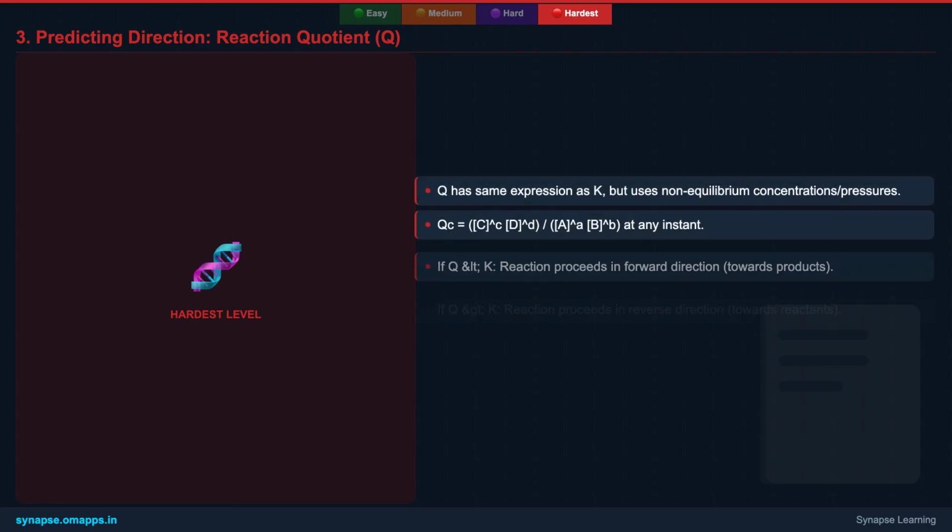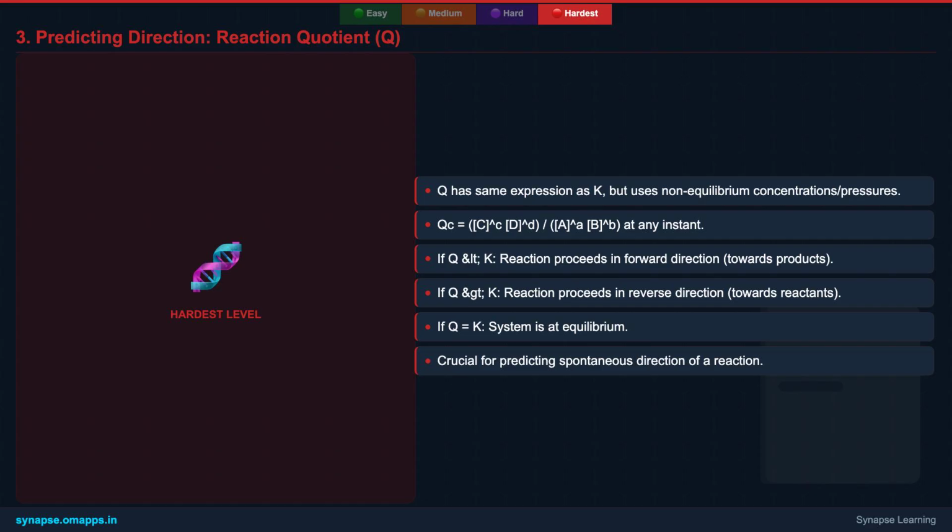Beyond the equilibrium constant, we have the reaction quotient, Q. Q uses non-equilibrium concentrations or pressures, effectively telling us the current state of a reaction. By comparing Q with K, we can predict the direction a reaction will shift to reach equilibrium. If Q is less than K, the reaction moves forward. If Q is greater than K, it moves backward. And if Q equals K, the system is already at equilibrium. This predictive power is invaluable for understanding and controlling chemical processes.